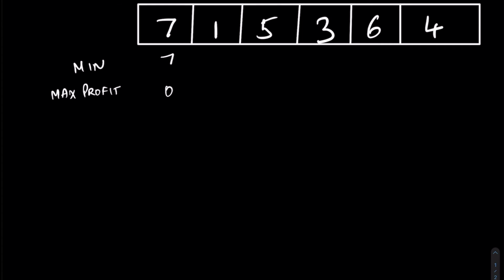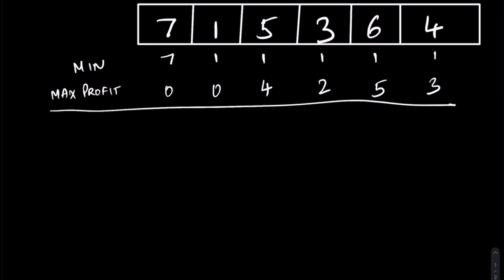When we encounter day 2, we update the minimum to be 1, and the current value is also 1, which means the profit is still 0. When we come to day 3, the price is 5, and the minimum so far is 1. Minimum remains 1, and the max profit is 4. Similarly, we can go ahead and fill this list as follows. 3 minus 1, which is 2. This would be 5, 3.